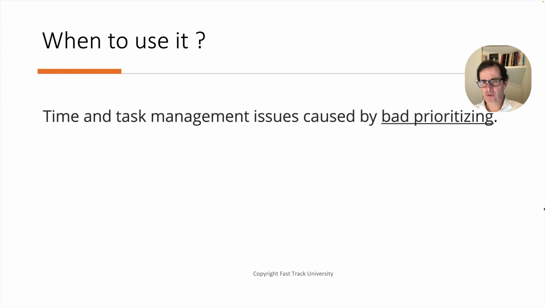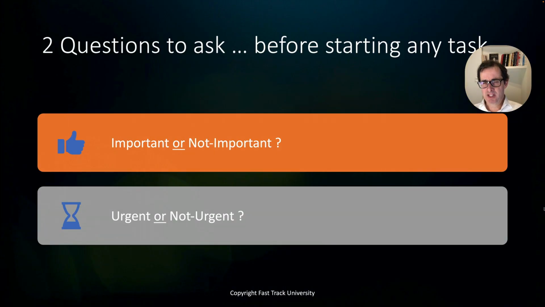So when to use this matrix? This is a situation where you have task and time management issues resulting from bad prioritization. Often when we do tasks just at random and we execute without any clear insight, we get these issues. So how does it work? It's pretty much by asking 2 questions at the start of any task. The first question is very simple, important or not important, followed by the second question, is it urgent or not urgent? And depending on the answer, you can have a good idea of what you need to do.